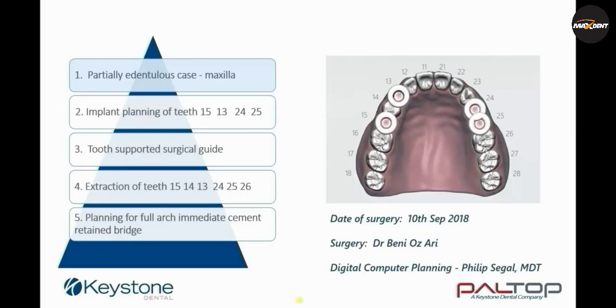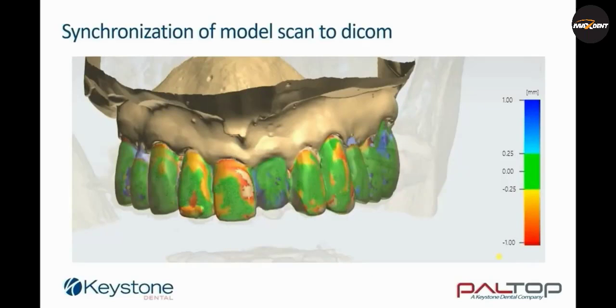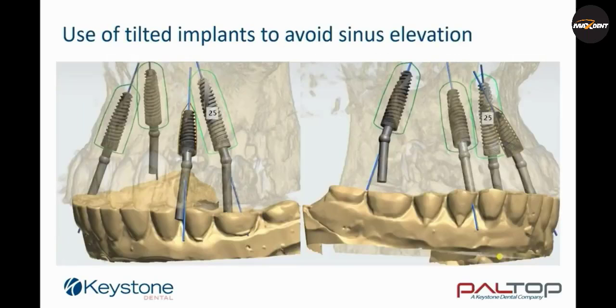In the anterior segment of this case, there is an existing porcelain bridge. This will provide support for the surgical guide during the surgical phase. On completion of placement of the implants, the porcelain bridge will be removed, exposing the prepared teeth. The next step is to synchronize the upper surface scan of the model to the DICOM. 3Shape Implant Studio offers a color scale to assist with evaluation and verification of the alignment. Green coloration indicates zero deviation. On confirmation of the alignment, it is then possible to move on to the planning stage.